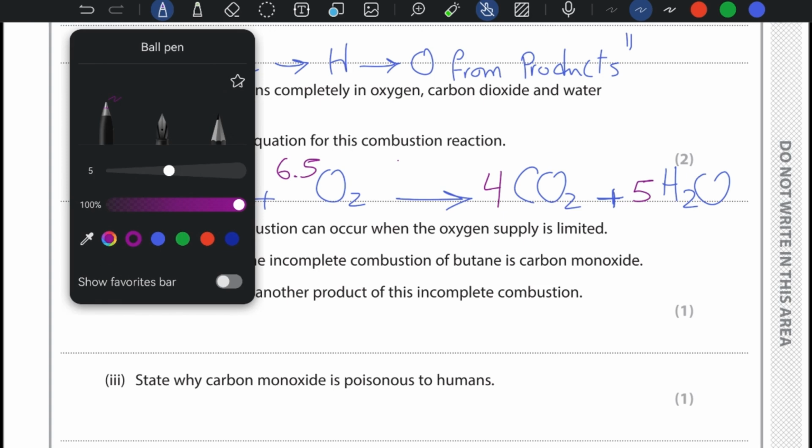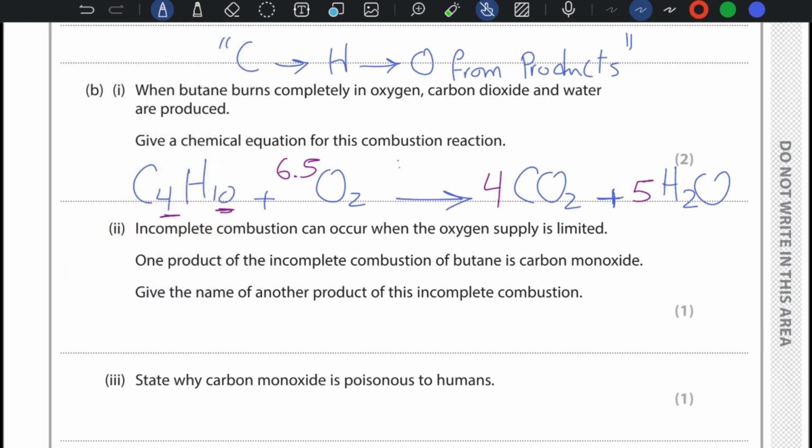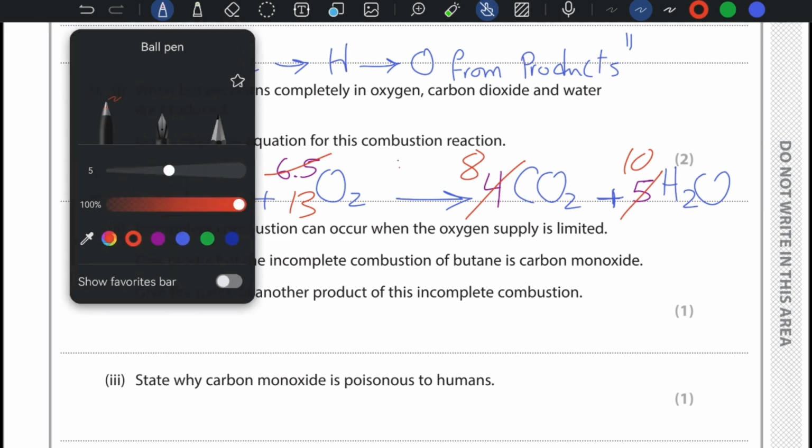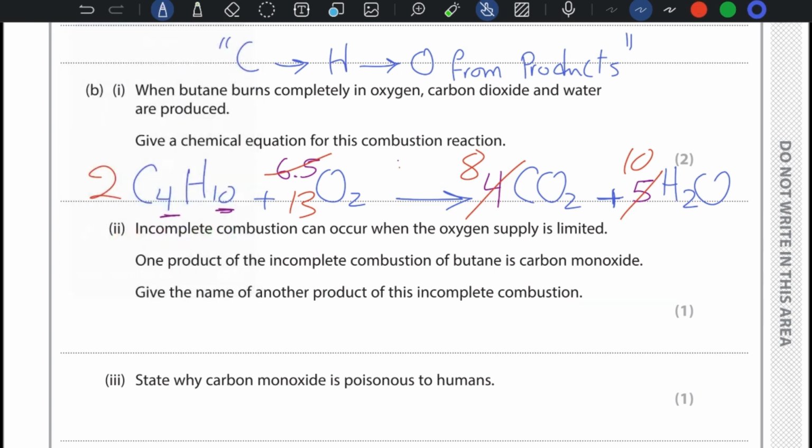But if you don't want to write fractions, you can do it right now. Just multiply by 2. So multiplying by 2, we write here 2, 13, 8, and 10. So you balance this equation without any fraction, but as I told you, fractions are acceptable in balancing this equation.